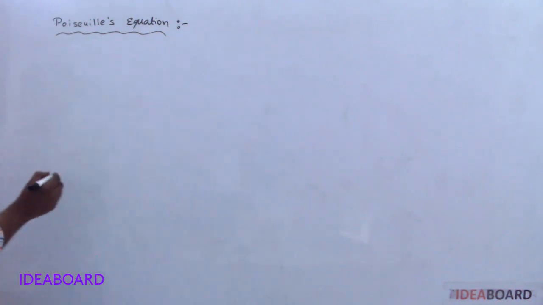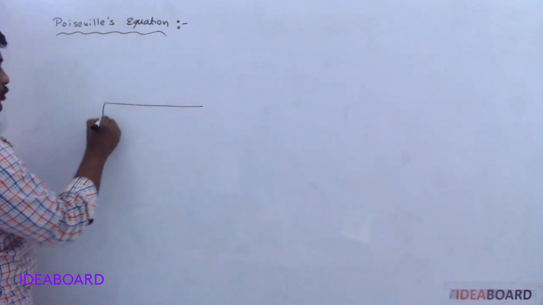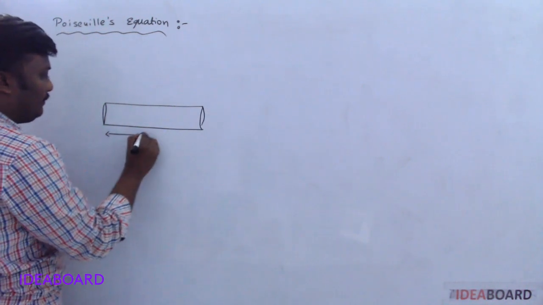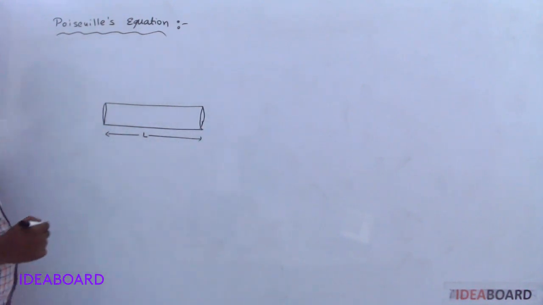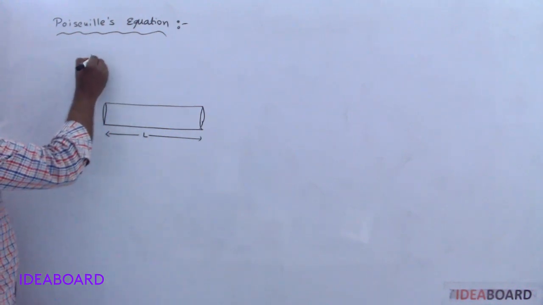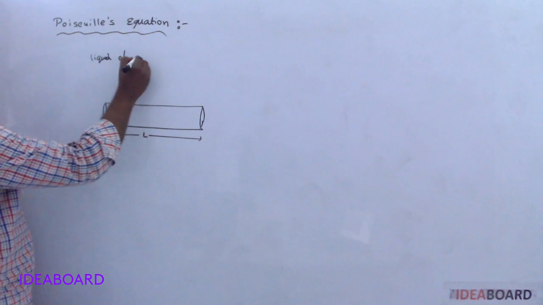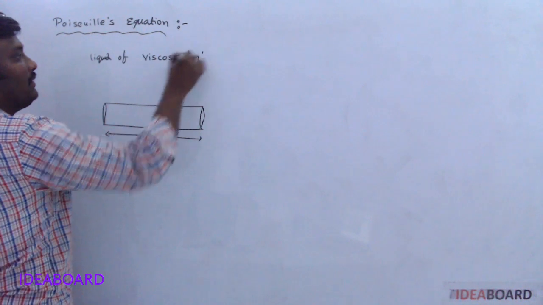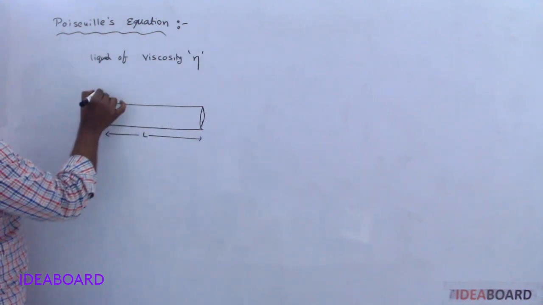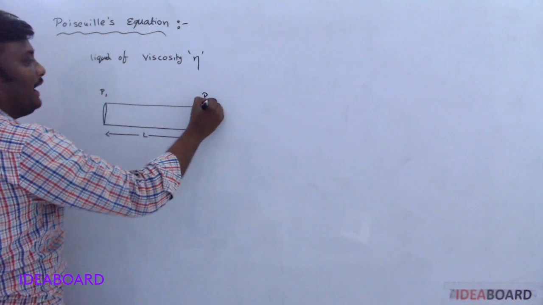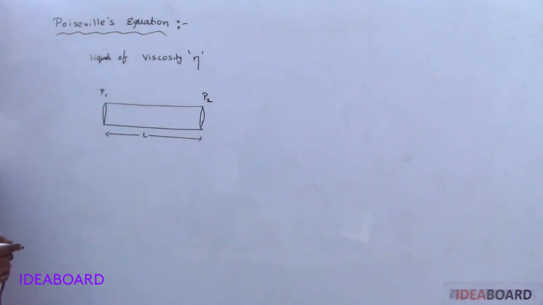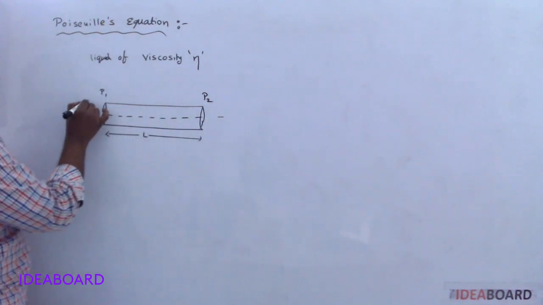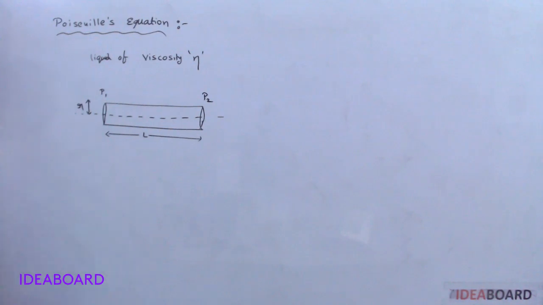In this, he considered one tube whose length is L, placed inside a liquid of viscosity eta. Eta is the coefficient of viscosity. The ends of the pipe have pressures P1 and P2. Next, the radius of the tube is taken as R.